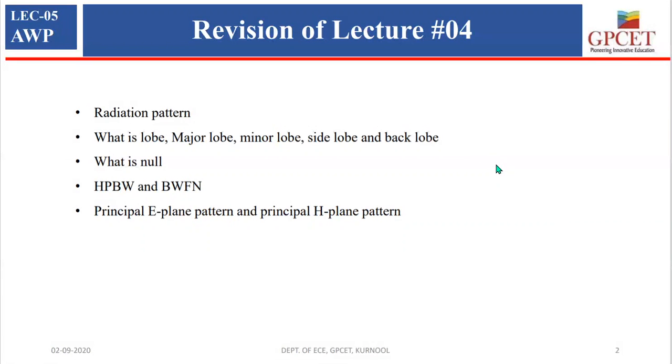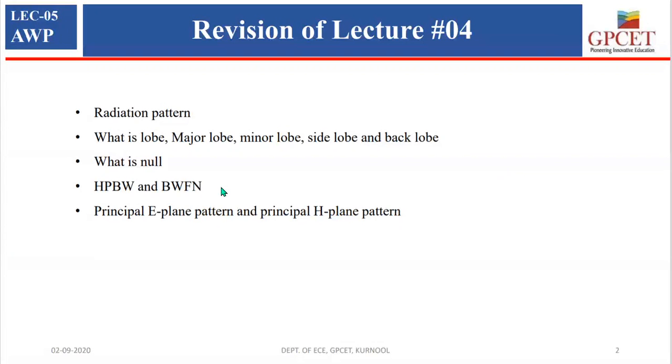Similarly, the beam width between the first nulls means, in the direction of maximum radiation, the angle between two first nulls directions is called beam width between the first nulls. Okay, so the relation between the half power beam width and beam width between the first nulls is like this: the beam width between the first nulls is equal to 2 times the half power beam width.